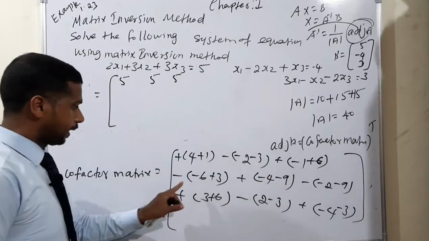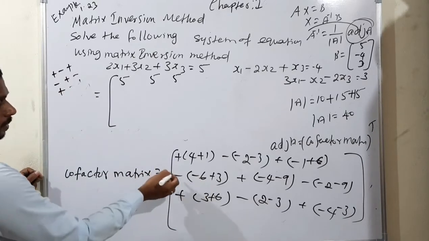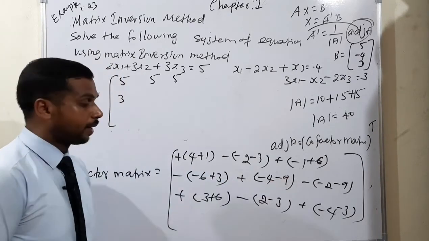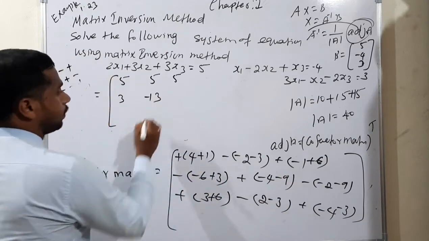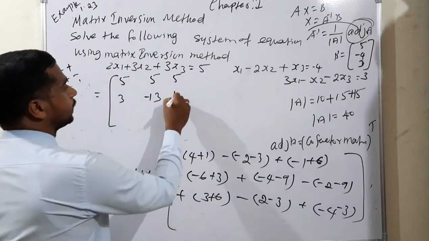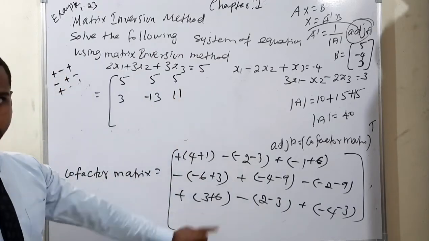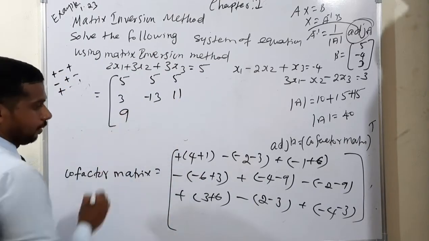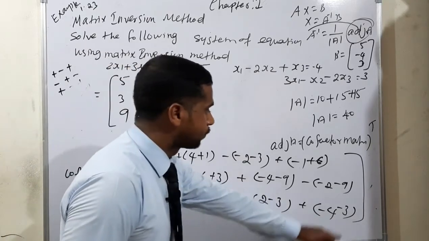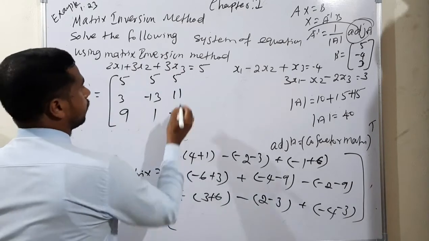So 5. Second row, minus 6 plus 3 means minus 3. Outside common minus is there. So positive 3. Minus 4, minus 9, minus 13. So next line, minus 2, minus 9, minus 11. Outside common minus is there. Positive 11. Again 6 plus 3, 9. Here 2 minus 3, minus 1. Outside common minus, positive 1. Minus 4, minus 3, minus 7.